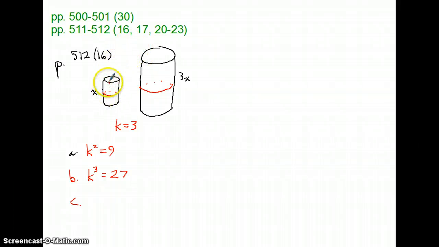Well, this thing supports 9 times the weight that this one does, but it takes 27 times the material to build it. So we've kind of lost a lot of the efficiency of this column. We went and made it 3 times bigger in every direction. Yeah, so I think that's the best way to answer that.